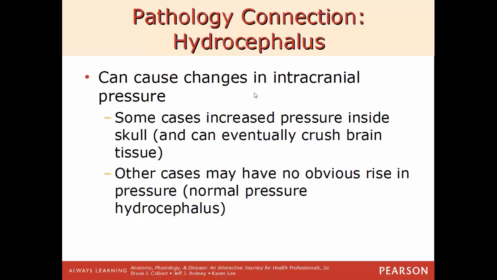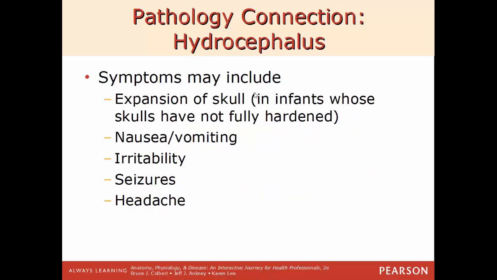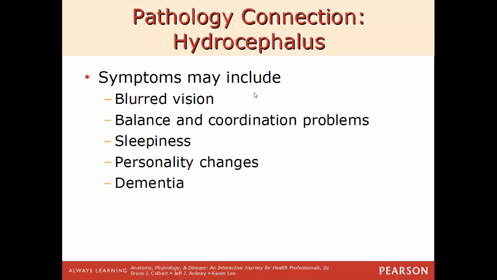Now, in some cases, it can increase the pressure inside the skull. It can eventually crush the brain tissue itself if it gets too high. Other cases, there may be no obvious rise in pressure at all, where you have normal pressure hydrocephalus. Some symptoms: you have an expansion in the skull, especially in infants, where the skull hasn't been completely ossified yet. Nausea, vomiting, irritability, seizures, and of course headaches. It can also lead to blurred vision, problems with your balance and coordination, sleepiness, dementia, personality changes.